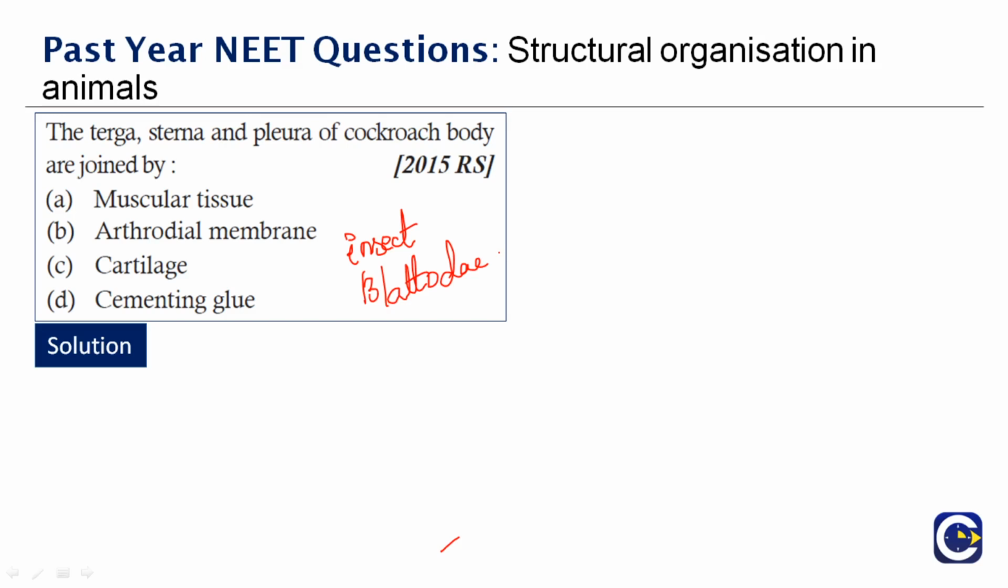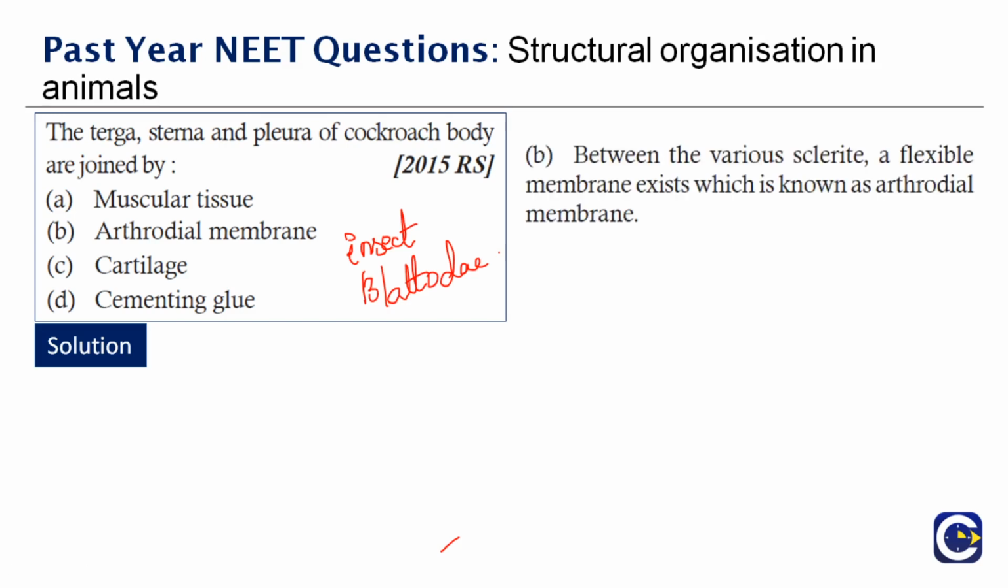But here, the terga, sterna and pleura of the cockroach body are attached with the help of what? See, it's obviously not muscular tissue, not a cartilage. Cartilage is a connective tissue, a smooth muscle tissue also. The correct answer is arthrodial membrane. Between the various sclerites, a flexible membrane exists which is known as arthrodial membrane. So that will help the terga, sterna and the pleura of the cockroach body to get joined. Therefore, the correct answer is option B.